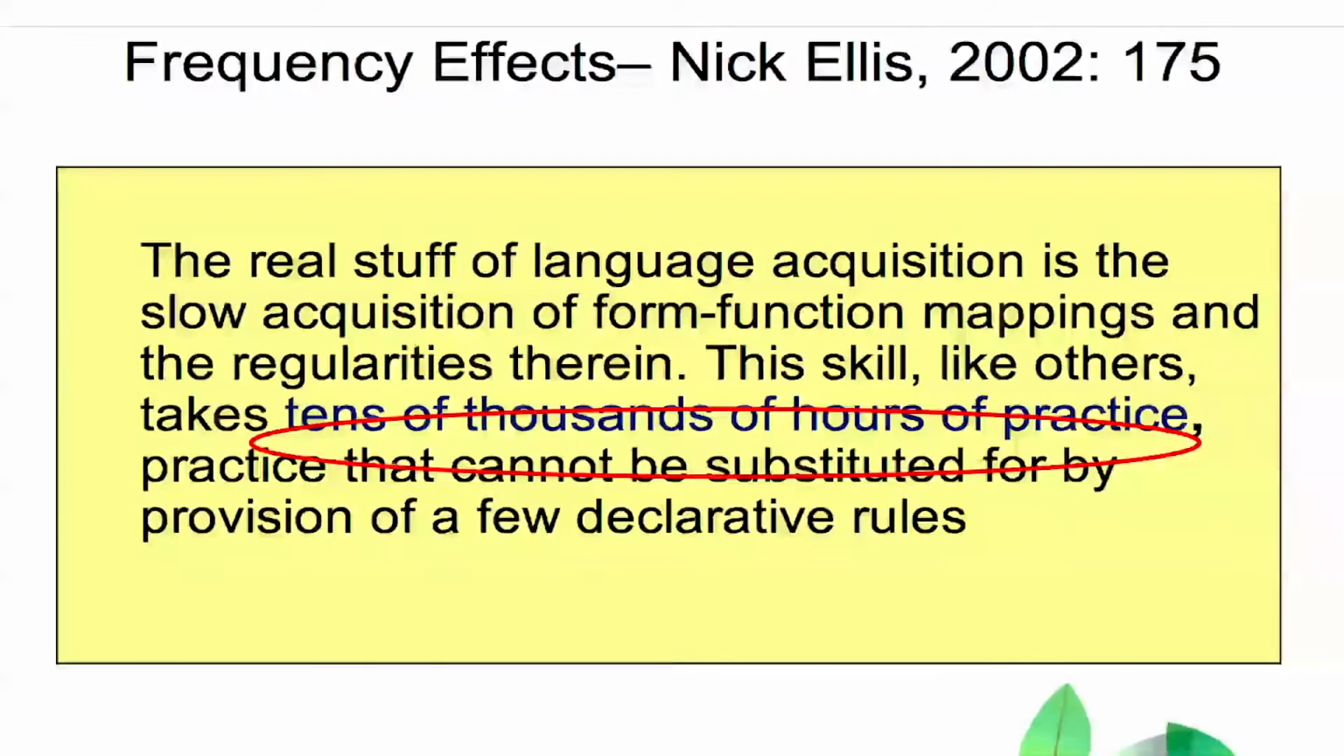Another one is frequency effect. This one is from Nick Ellis, not Rod Ellis, but Nick Ellis. Nick Ellis is a second language researcher, an SLA specialist. It's not easy to read his stuff, but I think I have one nice quotation from him. This is what he said. The real stuff of language acquisition is the slow acquisition of form-function mappings, and the regularity therein.